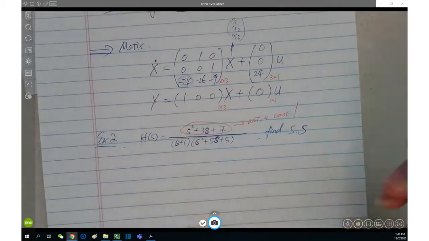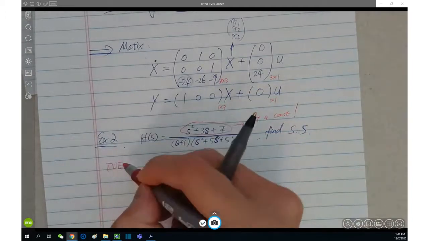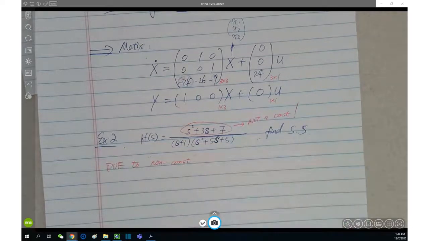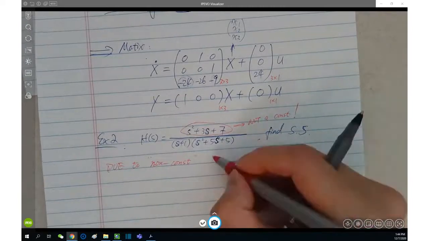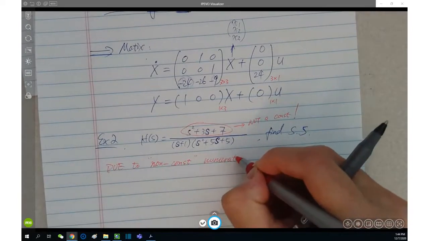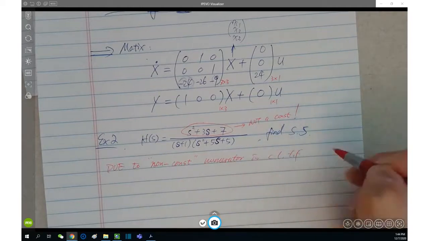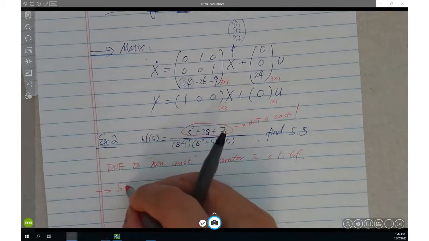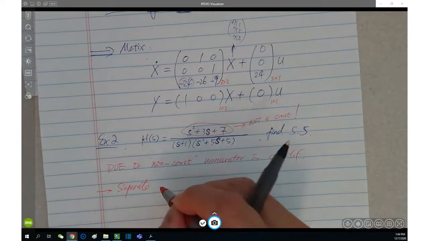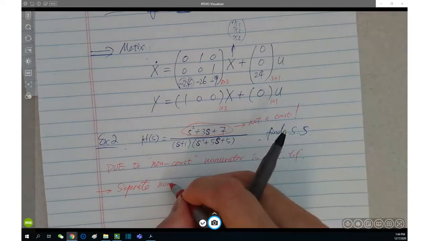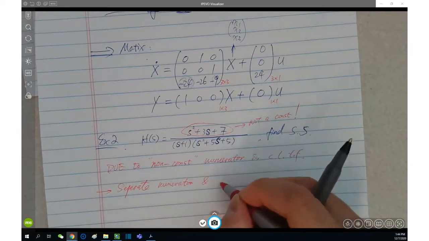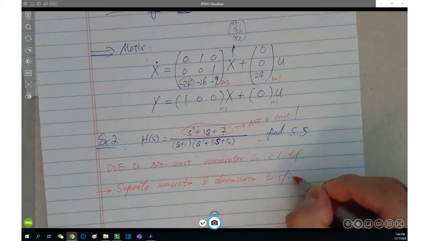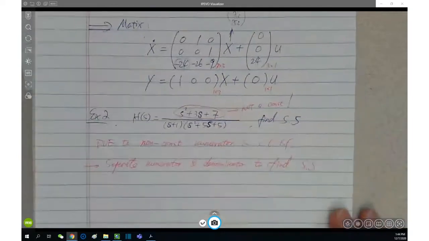First of all, I call it non-constant. I don't know if this is proper English, but hopefully you understand what I mean. Due to the non-constant numerator in the closed loop transfer function, you need to separate numerator and denominator to find the state equations. Remember this basic idea. You need to separate them.